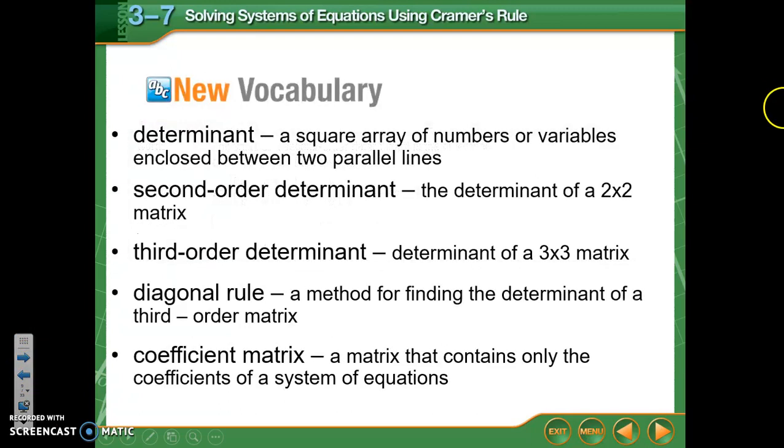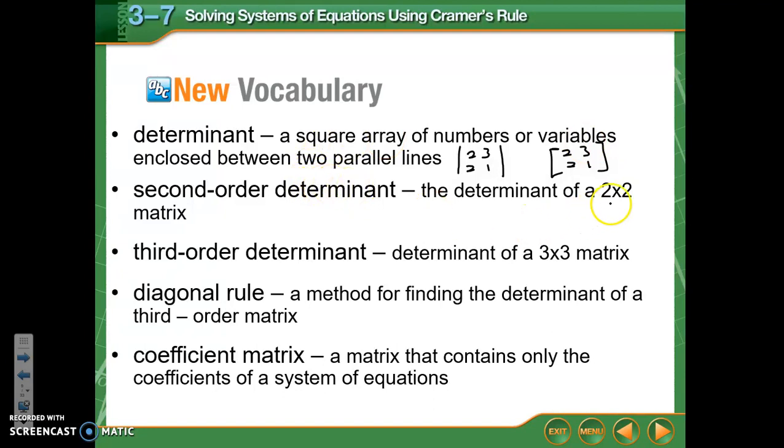A determinant is a square array of numbers or variables enclosed between 2 parallel lines. So a determinant will look something like this. And a matrix has the square brackets that look something like this. So if you see the 2 parallel lines, that means find the determinant. If you see the square brackets, it just means this is a matrix.